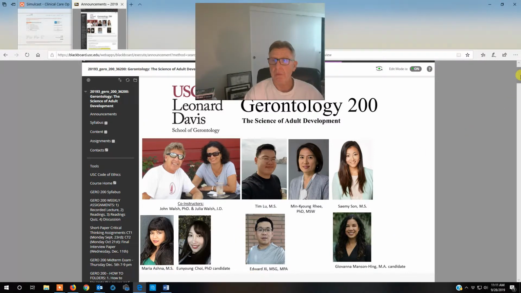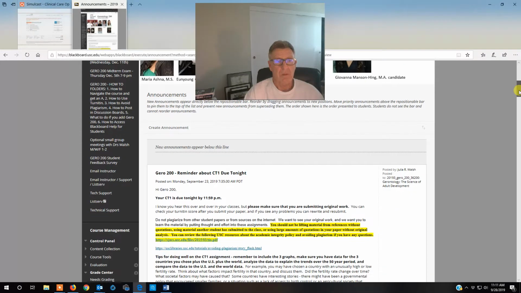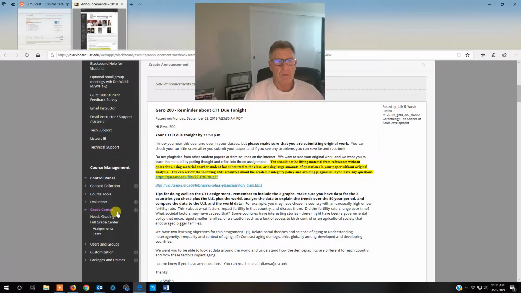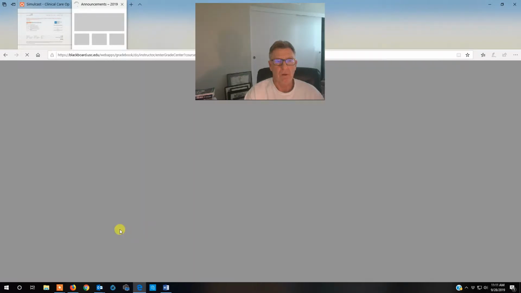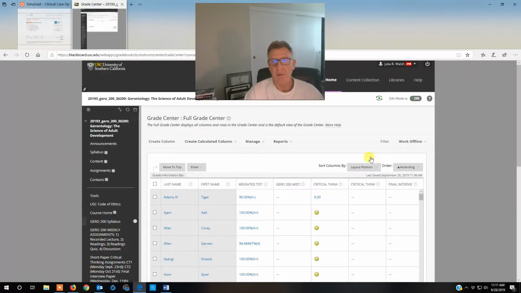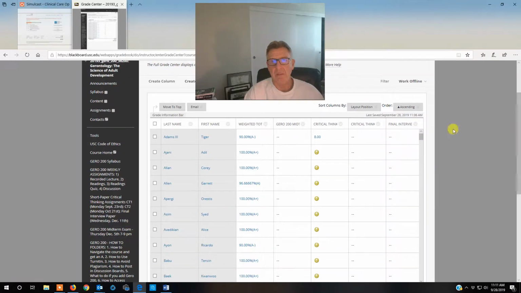All right, so what are we going to do? We're going to go down here to the task at hand, and we're going to do the full grade center here. Remember, you can reach that either by going right here, clicking on the arrow to get to full grade center, or when you click on that part of the taskbar, it comes up. All right, we'll look at Tiger Adams here. Start with his critical thinking one.